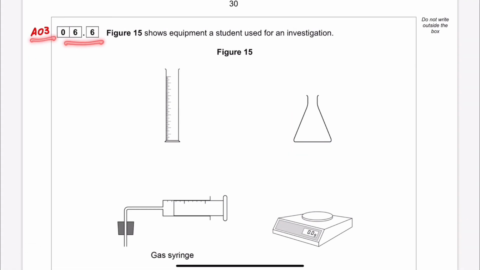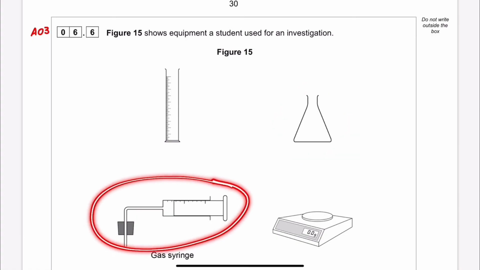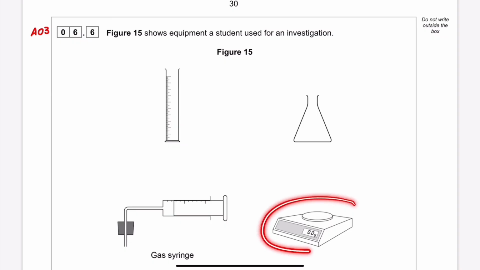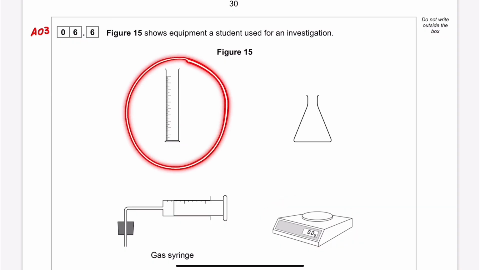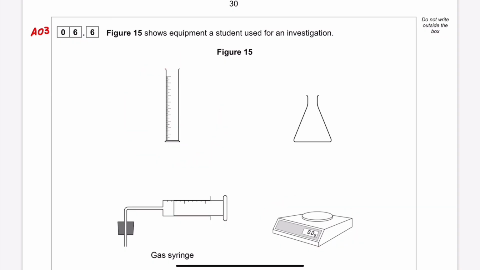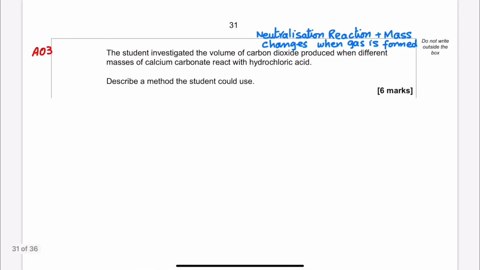6.6 is an AO3 question, and in figure number 15, we have different equipment given here. We have a conical flask, we have the gas syringe with the stopper, we have the digital scale, and we have a measuring cylinder also. Let's see the question. The student investigated the volume of carbon dioxide produced when different masses of calcium carbonate react with hydrochloric acid. Describe a method the student could use. It is an AO3 question.